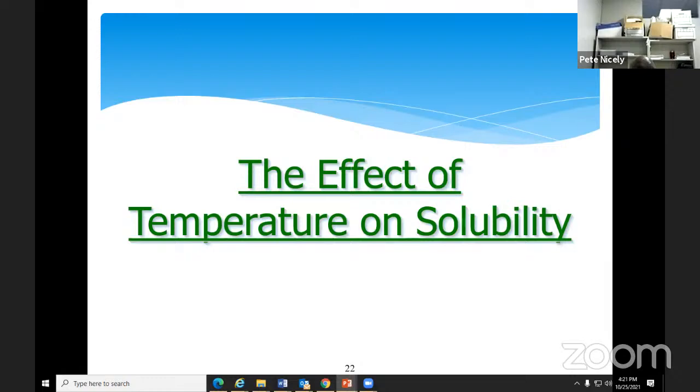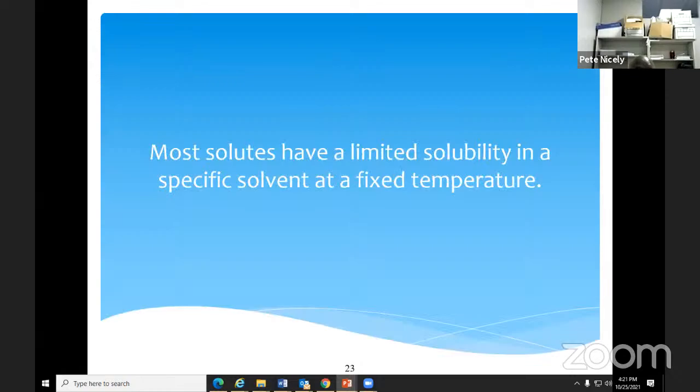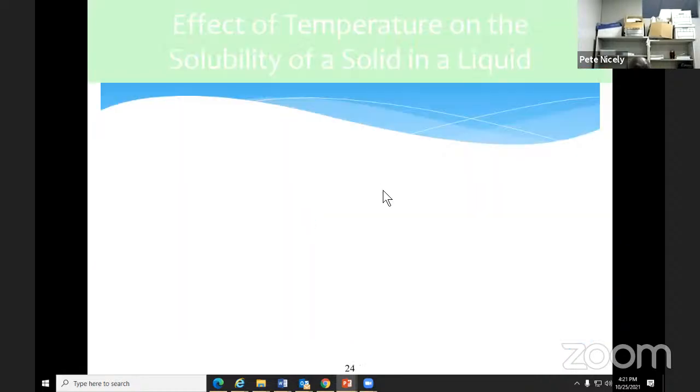Now, another factor that we're going to look at is the temperature. How does temperature affect the solubility of a solute in water? So what you'll find is that most solutes have limited solubility in a specific solvent at a fixed temperature. So basically what this is saying is that if the temperature is fixed, then the solubility of a solute in a particular solvent will be fixed, all right?